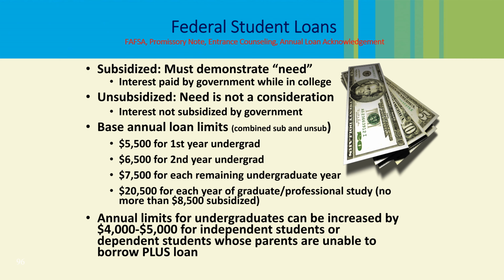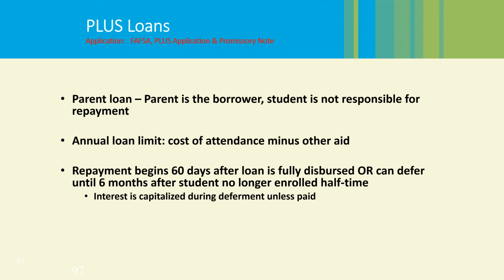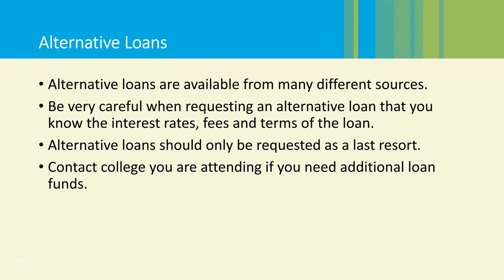The first type of federal student loan is the subsidized loan. Second is the unsubsidized loan. The loan limit amounts are listed here. Then we have the PLUS loan. The parent has no responsibility in the direct student loan repayment; that is solely the student's responsibility. The PLUS loan is a parent loan where the parent is the borrower and the student is not responsible for repayment. So there are 2 types of loans depending on who you would like to be responsible for repayment.